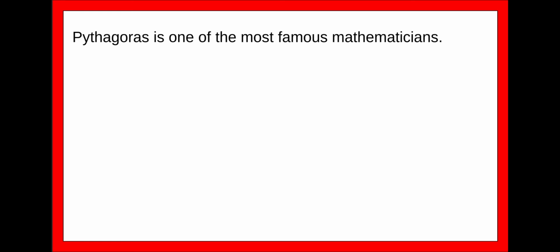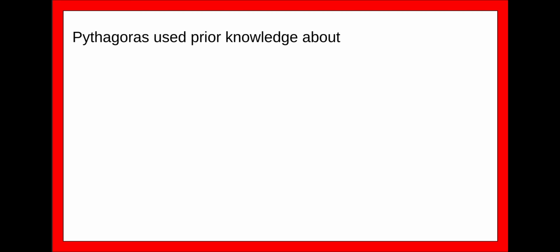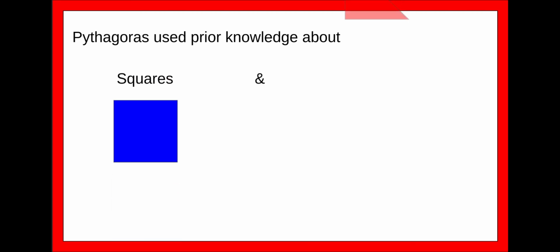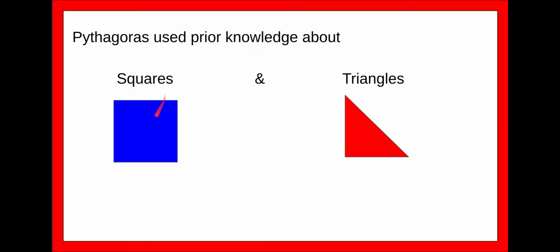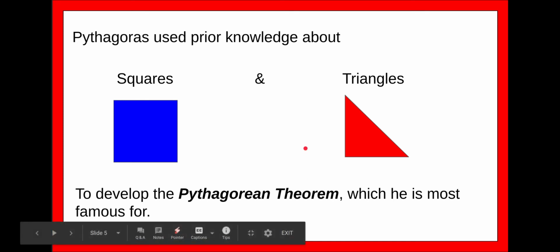So I'm going to be using Pythagoras as an example, not a chemist, a mathematician. I used animation to present an image of him. The prior knowledge that Pythagoras used was based on squares and triangles. Again, those were a couple of animations. I had the slides, the square and the image of the square appear from below, and then the triangles came from above. And then an animation to have this bottom statement appear, which says to develop the Pythagorean theorem, which he is most famous for.